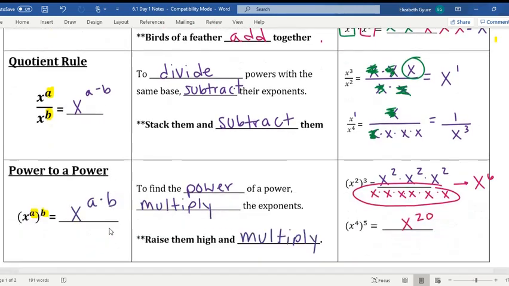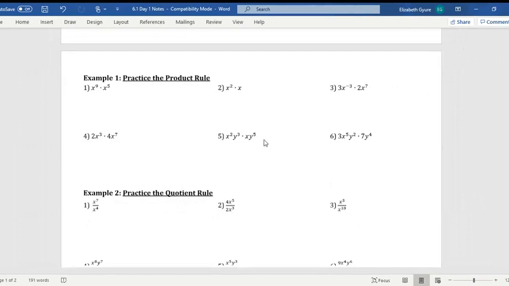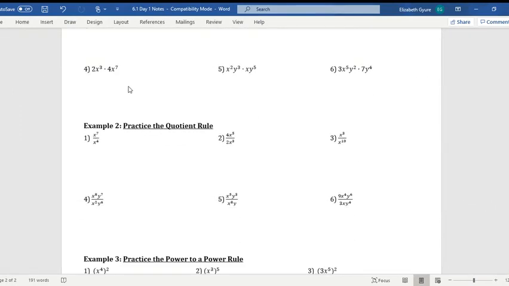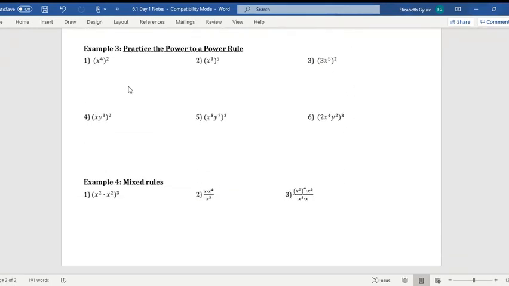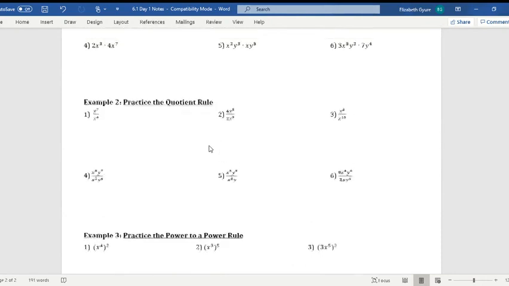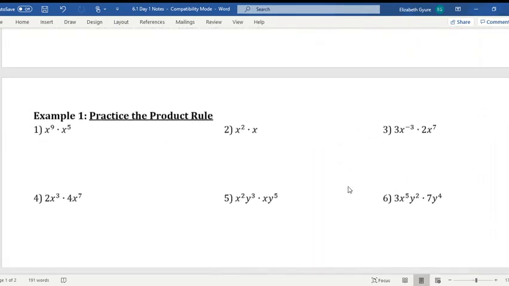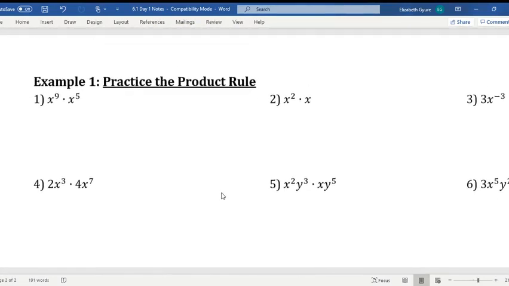Okay, so we're going to take a look at some practice here. We're going to practice just the product rule, then just the quotient rule, and then just power to a power. And if we have time, we'll get to some ones that are mixed up, but we'll see. All right, so we're going to first practice the product rule.